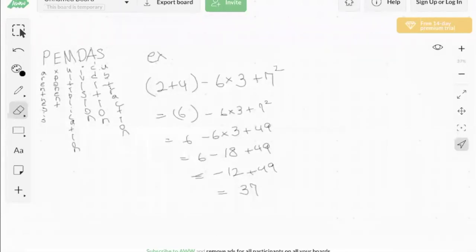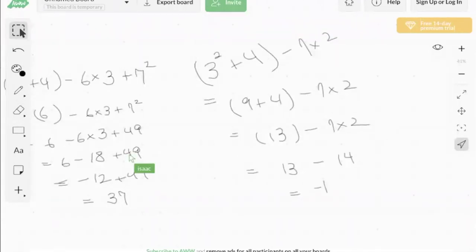And then you do the exponent next, so 7 squared, which is 49. And then you do the multiplication, so that's 6 times 3, which is 18. And then you're free to add and subtract. And typically you would go from the leftmost to the right. So 6 minus 18 and 49 minus 12.